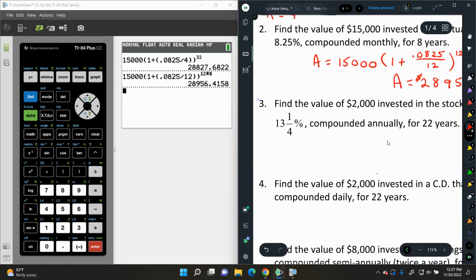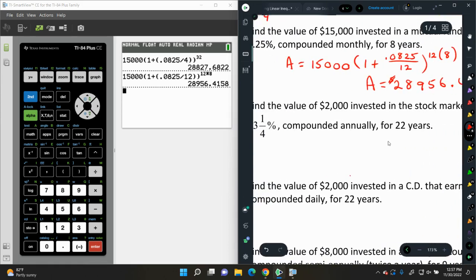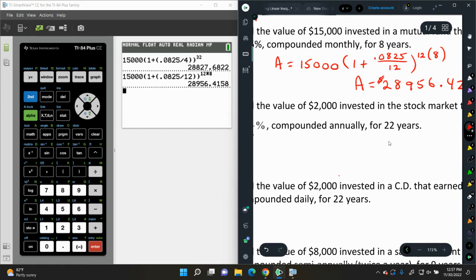Okay, this time we're compounding annually. So when we compound annually, we can shorten the formula, because remember it's A equals P times 1 plus R over N to the NT. And remember, the N refers to the number of compounds per year. So because of that, the N is going to be 1. So I can just do P times 1 plus R to the power of T.